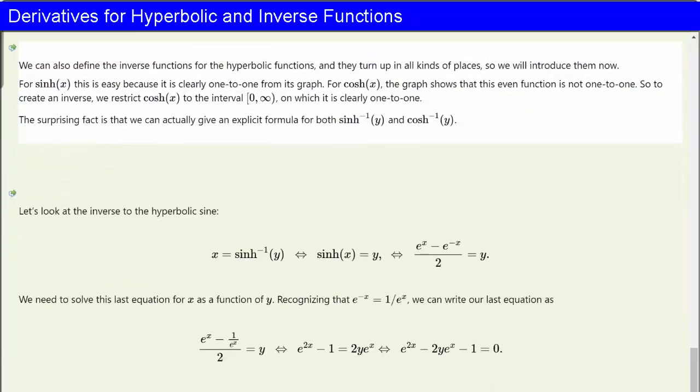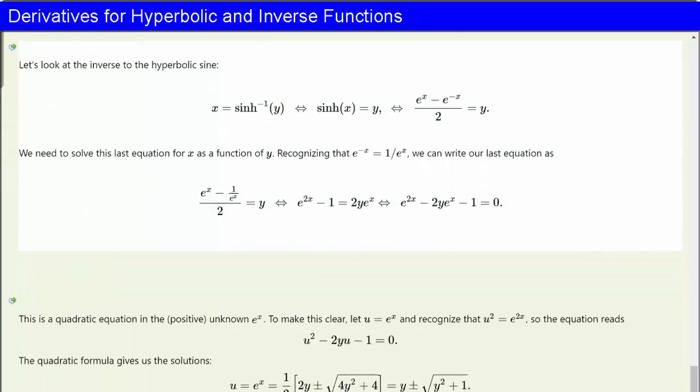We can also define the inverse functions for the hyperbolic functions, and they turn up in all kinds of places, so we want to introduce them now. For sinh x, this is easy because it is clearly 1-to-1 from its graph. For cosh x, the graph shows that this even function is not 1-to-1. So to create an inverse, we restrict cosh x to the interval 0 to infinity, on which it is clearly 1-to-1. The surprising fact is that we can actually give an explicit formula for both the inverse hyperbolic sine and the inverse hyperbolic cosine.